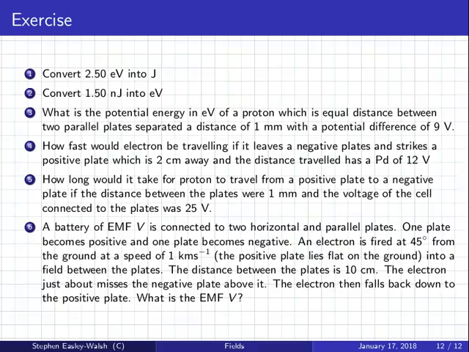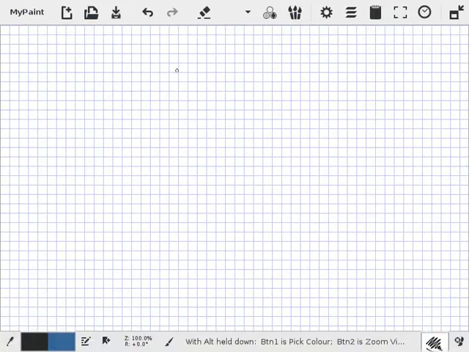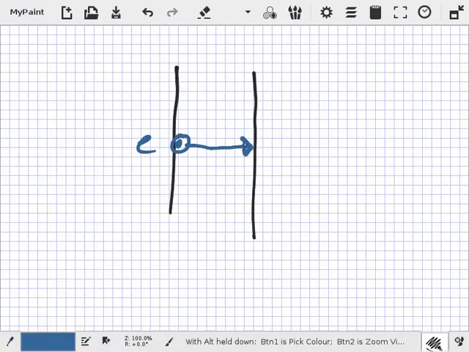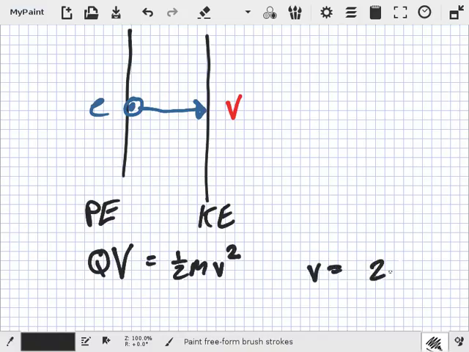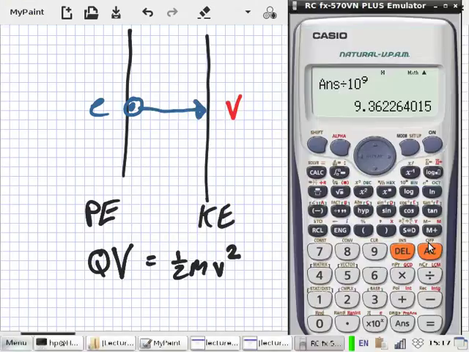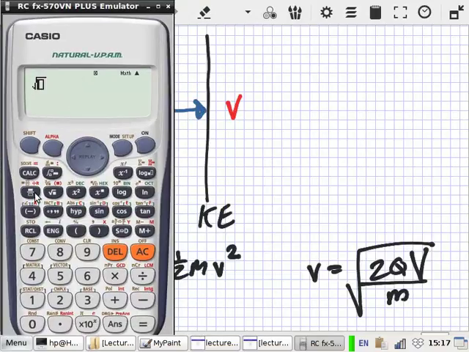Alright, number 4. How fast will an electron be travelling if it leaves a negative plate and strikes a positive plate 2 centimeters away, potential difference of 12 volts. So what you've got here is, well, I'll draw it vertically for a change. You've got a plate, and an electron, and it fires across here, and I want to know what's V here. Well, this is just our potential energy equals kinetic energy, right? So we just have QV equals a half mv squared. So that means v is equal to the square root of 2QV over m.